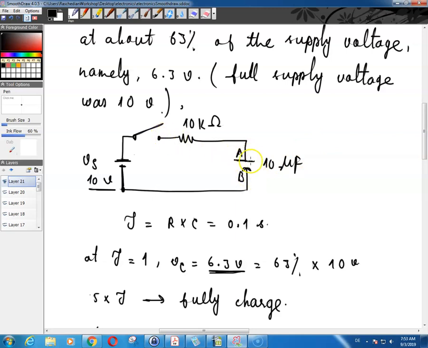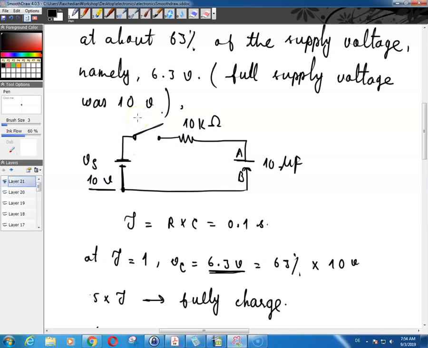So before the switch is closed, the voltage on these plates is 0, because the capacitor is totally discharged, of course. Now when the switch is closed, of course the voltage on plate A will rise to basically 10 volts, because the capacitor will start charging, and eventually the potential difference between the two plates becomes 10 volts, of course, the supply voltage.